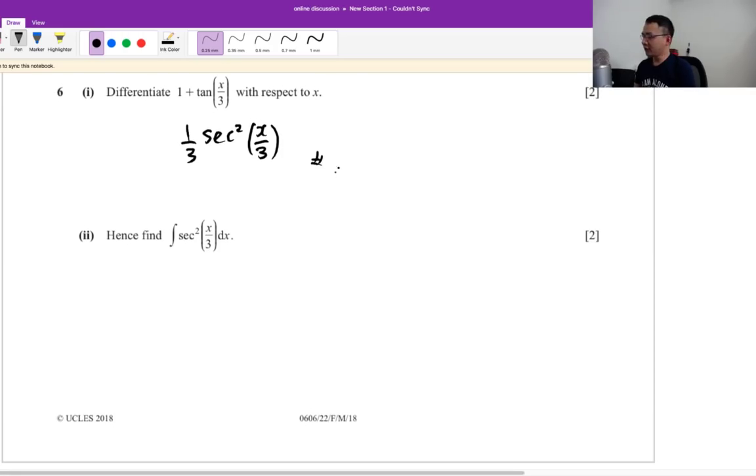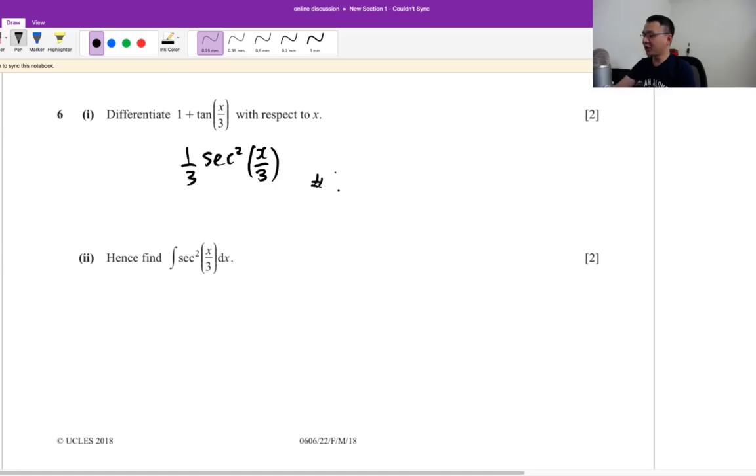Okay, so yeah, this one is just like that. Because you differentiate 1, it gives you 0. Differentiating tangent will give you secant square. The angle for trigo will always remain the same. And you differentiate the angle right at the front there.